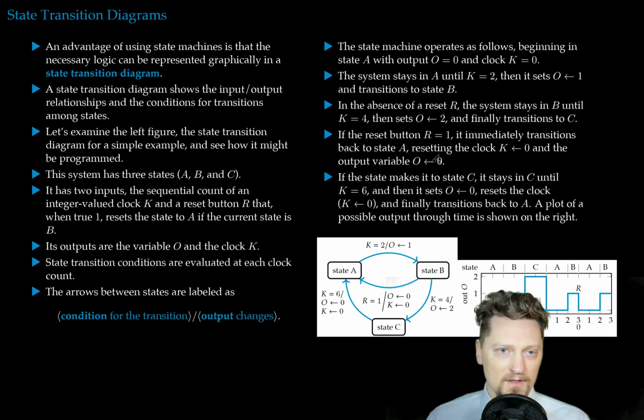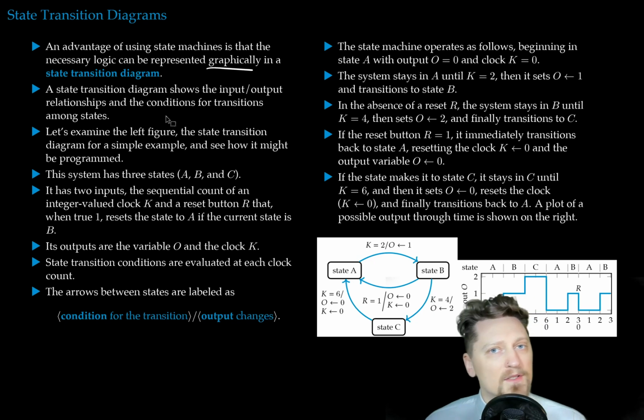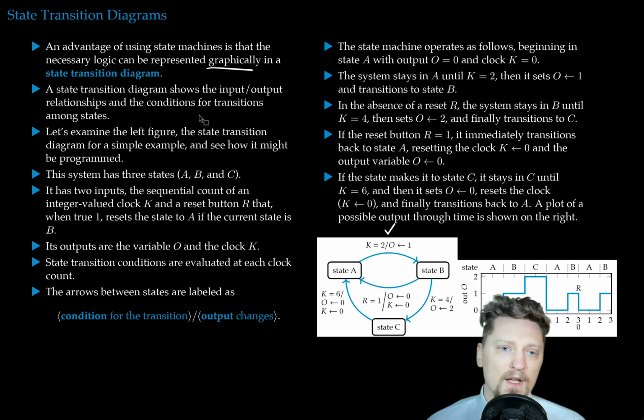Okay, state transition diagrams. An advantage of using state machines is that the necessary logic can be represented graphically in a state transition diagram. A state transition diagram shows the input-output relationships and the conditions for transitions among the states. Let's examine the left figure, the state transition diagram for a simple example, and see how it might be programmed. This system has three states, A, B, and C.